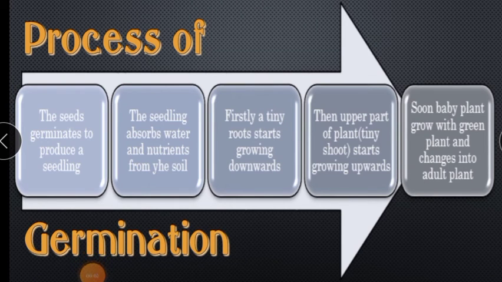So kids, let us see the process of germination. The seeds germinate to produce a seedling. The seedling absorbs water and nutrients from the soil. First, a tiny root starts growing downwards. Then, the upper part of the plant, the tiny shoot, starts growing upwards. Soon, the baby plant grows with green leaves and changes into an adult plant. So this was the process of germination.